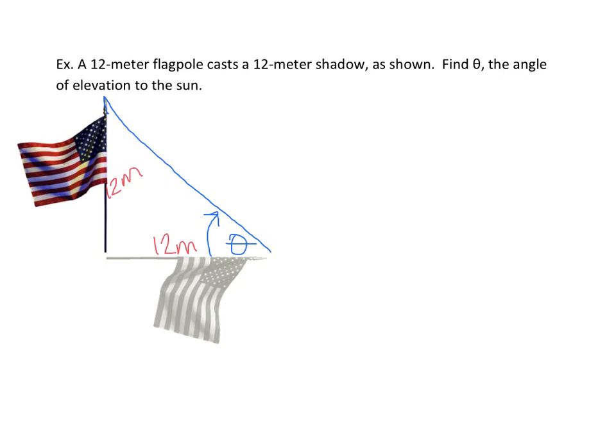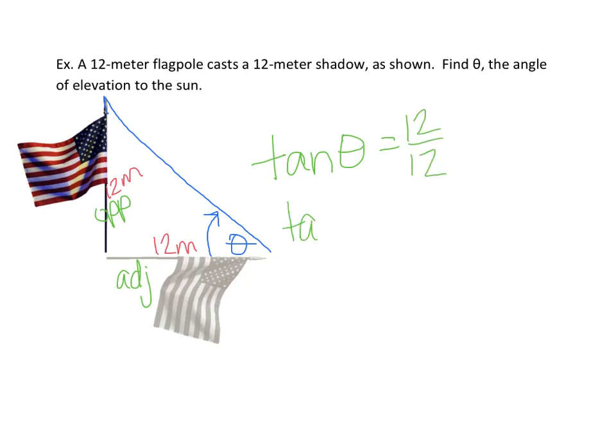Okay, so if I'm looking for theta, and I am given that 12 and 12, well, the height of the real flagpole would be my opposite side. The shadow would be my adjacent side. And what trig function includes opposite and adjacent would be tangent theta. And we know that equals that 12/12. So tangent theta equals 1.